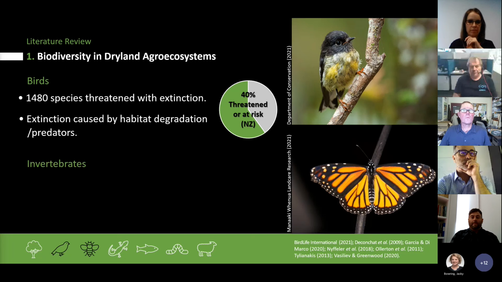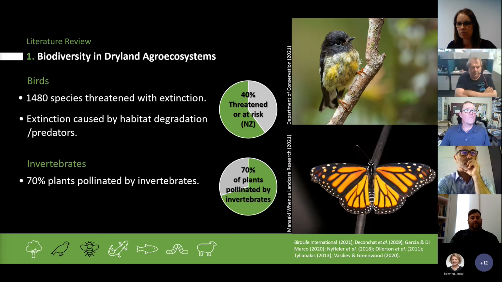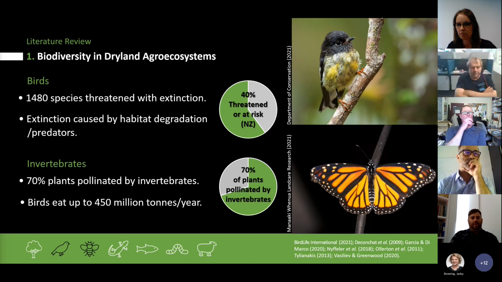Next, I looked at invertebrates, which include spiders, moths, butterflies, beetles, earthworms, etc. They are also responsible for pollinating approximately 70% of plants worldwide, with bees in particular pollinating around 30,000 plant species. Invertebrates also provide a valuable source of food for insectivorous and omnivorous birds, and they apparently like to eat quite a lot, about 450 million tonnes a year. So not my idea of a nice meal, but that's fine.